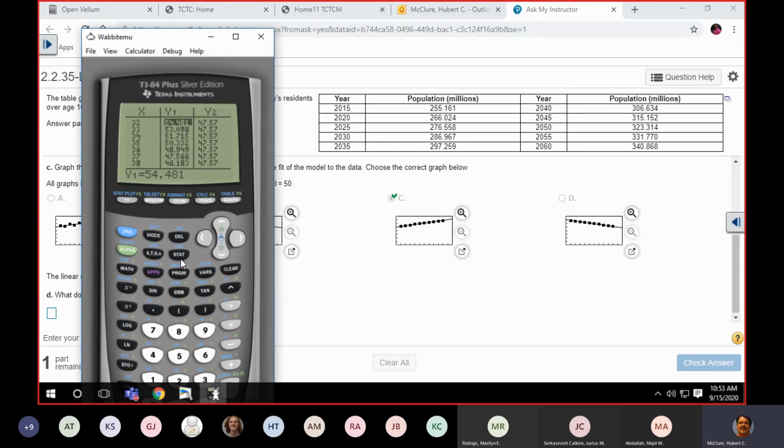Why have I got two Y's? Hold on a second. Stat, edit. Something's going on with this calculator, because I don't know if it's me or what, but how can I have it? I got an L1 and L2. How can I have two? Linear regression. No, table. Second table. Oh, I bet I know why. There it is.